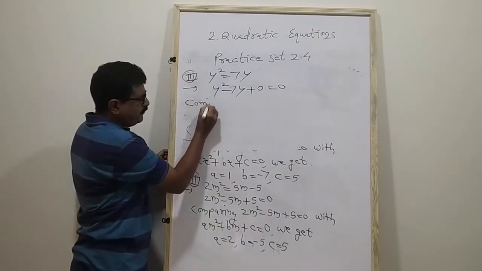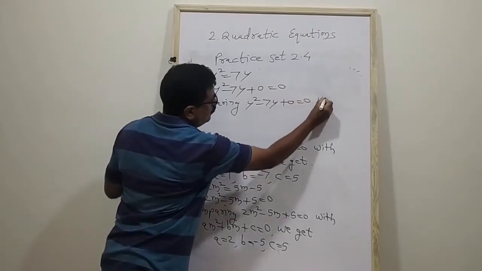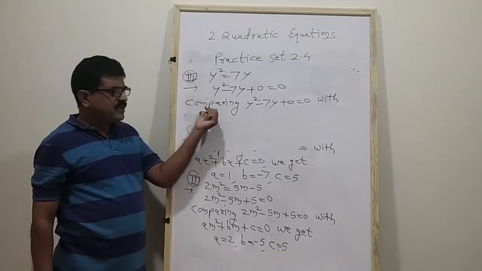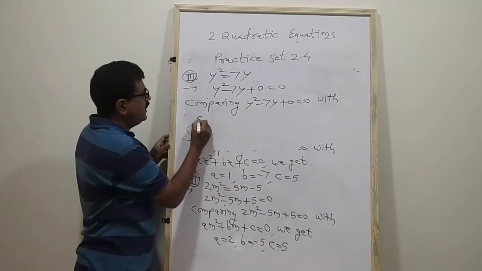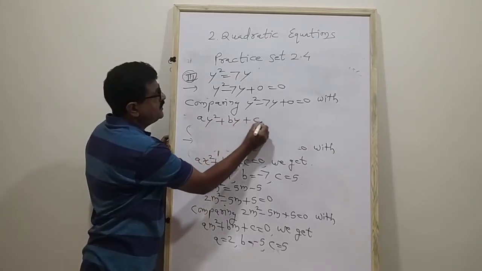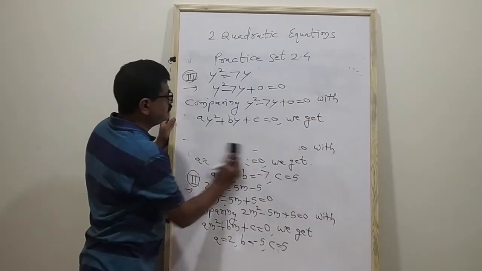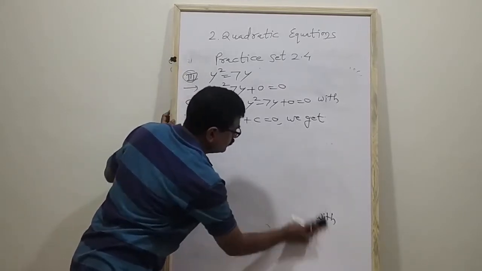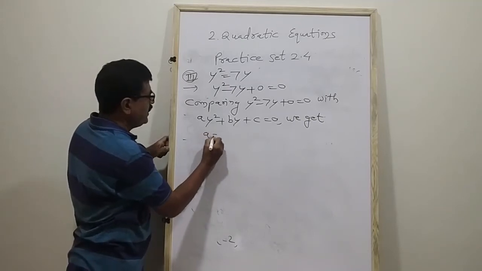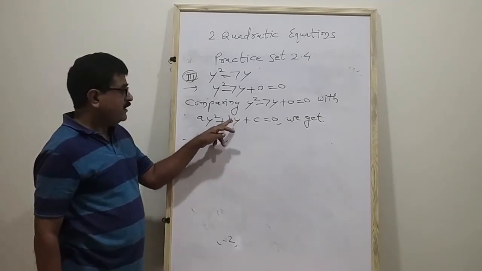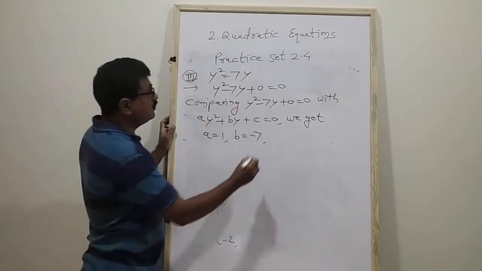Now comparing y square minus 7y plus 0 is equal to 0 with the general equation in the form of variable y, that is ay square plus by plus c is equal to 0, we get: comparing coefficients of y square, that is a is equal to 1, coefficient of y, that is b is equal to minus 7, and comparing the constant term, that is c is equal to 0.